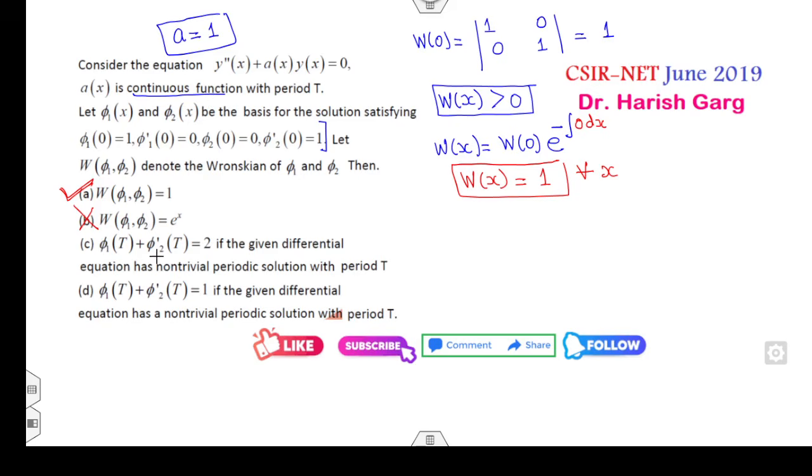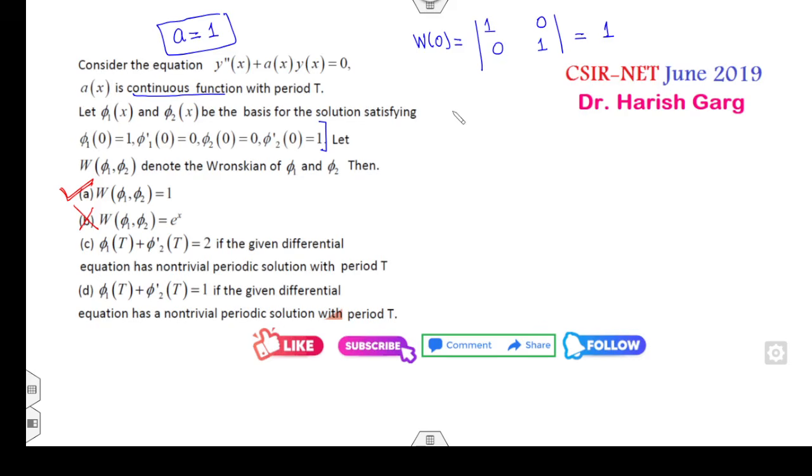Now phi 1 and phi 2. What is phi 1 and phi 2? Are the bases. Basis means LI of the given differential equations. If I choose a is equal to 1, fine, तो ये बन गया. तो इसके दो solution बनेंगे. One is cos x, second is sin x. इन दोनों में से कोई एक phi 1 होगा, कोई एक phi 2 होगा.